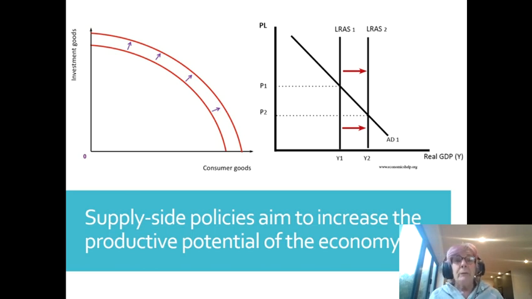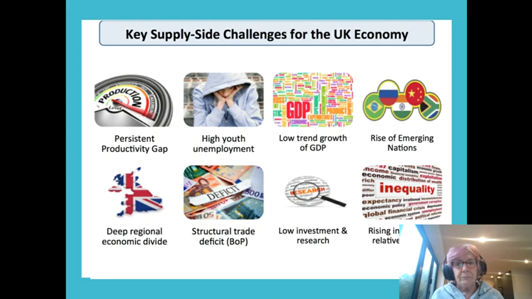So if we can either increase the quantity or the quality of resources in our economy, then we have the potential to produce more in the long run in a sustainable way and to grow our economy on a more permanent basis. And so this is what supply side policies aim to do. They aim to give us that sustainable long run economic growth.